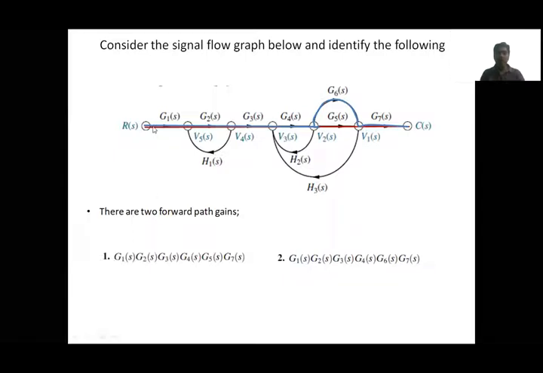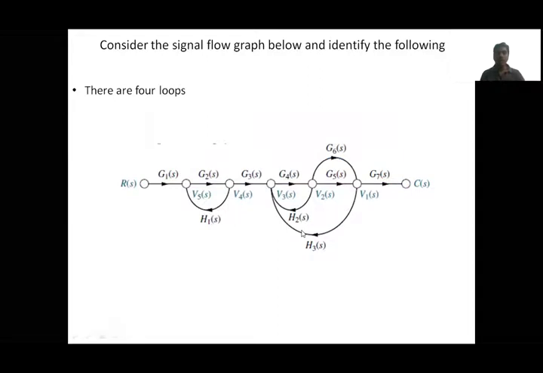These are the gains of the forward paths. In the first forward path, the product of the gains is G1, G2, G3, G4, G5 and then G7. In the second forward path, we have G1, G2, G3, G4, then G6, then G7. This is the gain of the second forward path. Now we'll see how many loops exist. A loop, as we just learned, has the same starting and ending node.